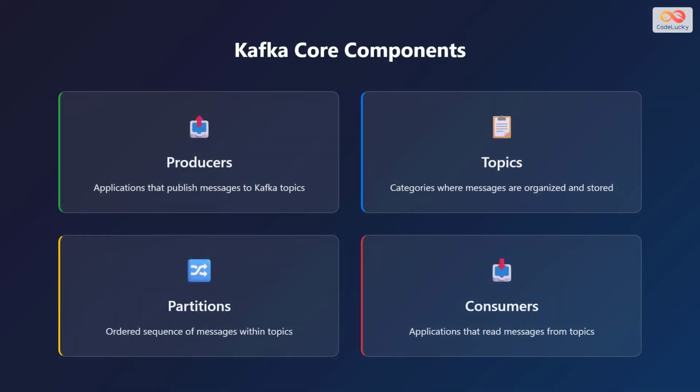Kafka has four core components. First, producers, which are applications that publish messages to Kafka topics. Second, topics, which are categories where messages are organized and stored. Third, partitions, which represent an ordered sequence of messages within topics. And finally, consumers, which are applications that read messages from topics.